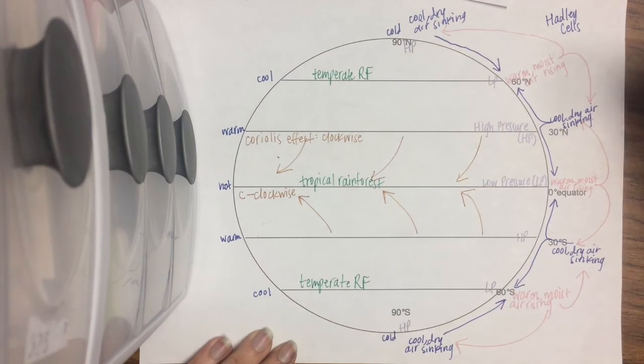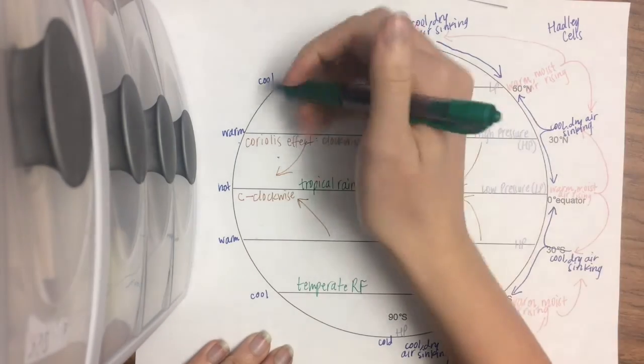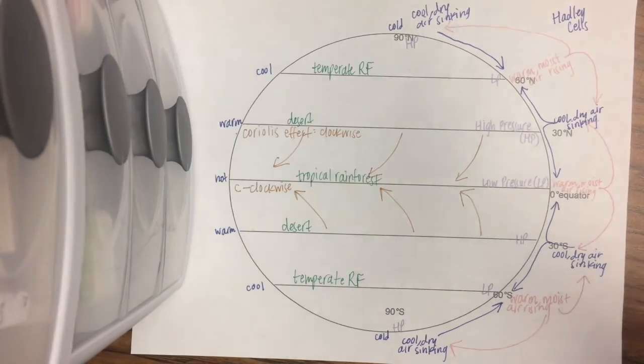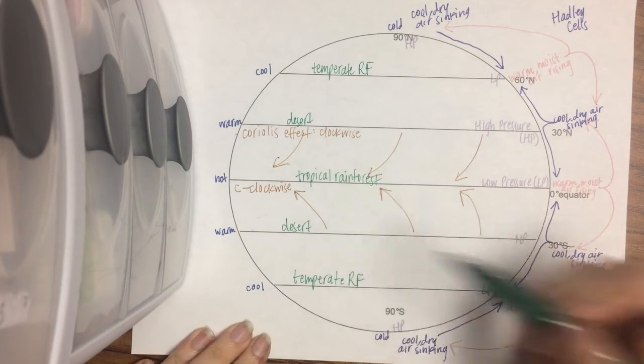So that covers our very wet biomes, but we also have dry biomes. Our deserts are going to be found in areas where it's warm and it's also very dry. So that's going to be at 30. Our deserts are going to be at 30 degrees north and 30 degrees south.